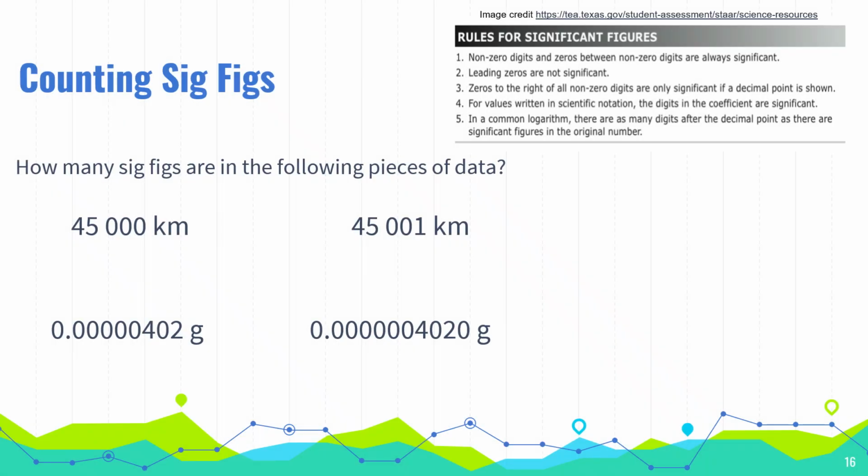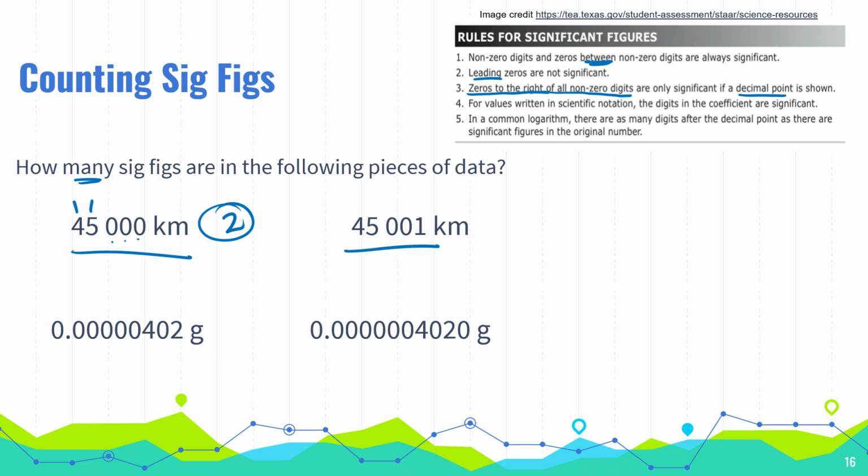So let's apply these rules and count some sig figs. Literally, I just want to know how many sig figs are in each of these pieces of data. So here I have 45,000 kilometers. I have non-zero digits. Of course, those are going to be significant. Are these zeros significant though? Are they between non-zeros? They are not. Are they leading zeros? They are not. They are zeros to the right of the non-zero digits. Is there a decimal point? There is not, which means that these zeros are not significant. There are only 2 sig figs in this piece of data.